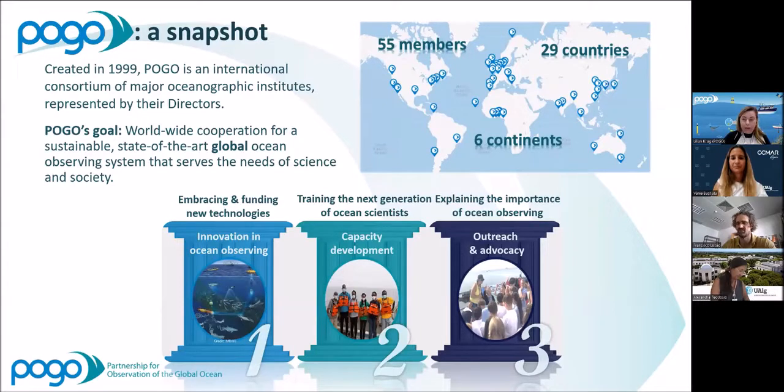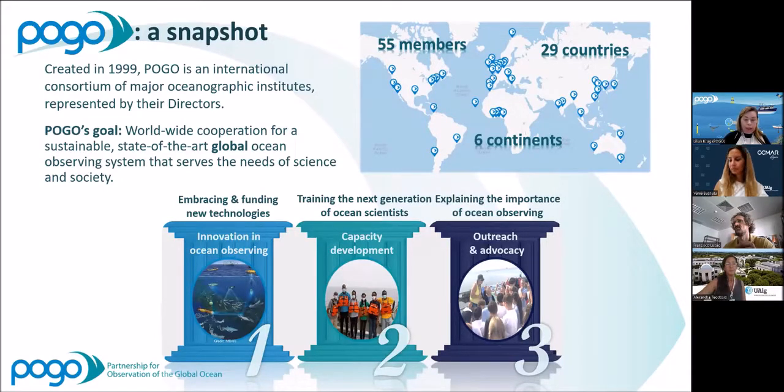It's a consortium of oceanographic institutes from around the world, and the membership is represented by the directors of these institutes. At POGO, they can meet with their peers and with officials from partner organizations to discuss issues of mutual concern, and plan appropriate action.